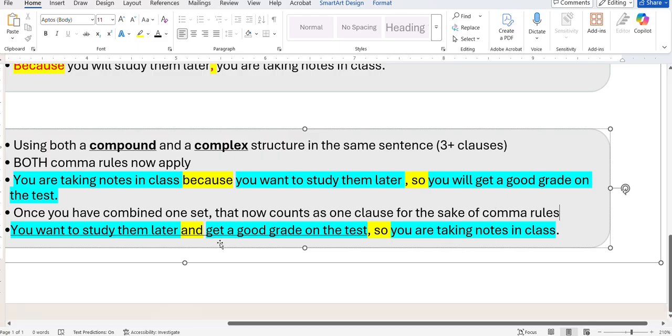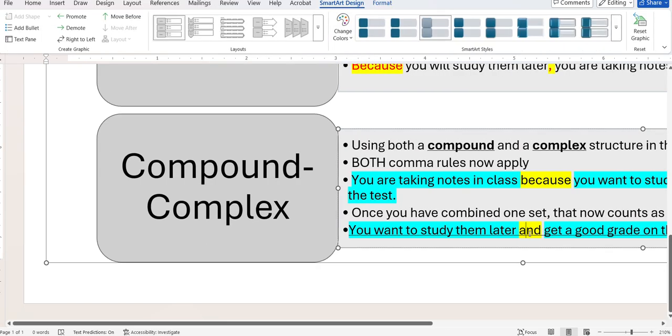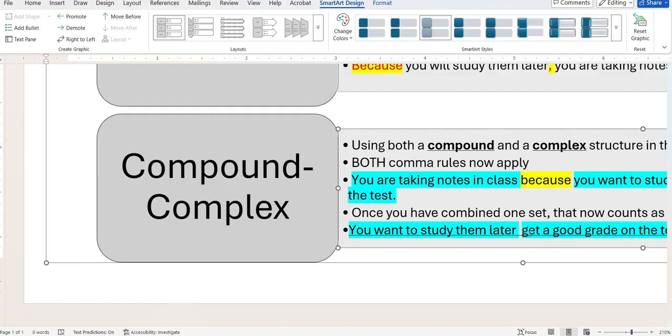For the sake of future notes, I'm going to change this to in order to, that way it is more of a subordinating conjunction. In order to.